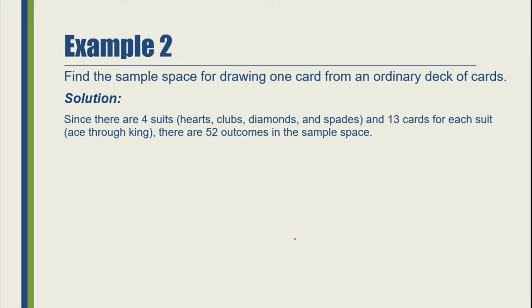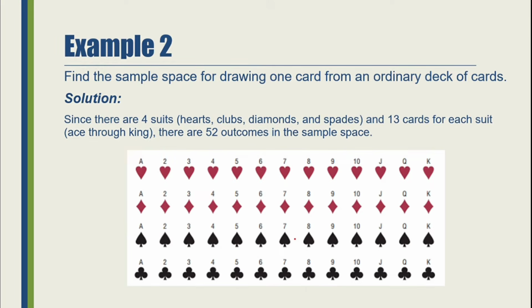So there are 52 outcomes in the sample space. From ace to king, we have 13 cards. Every suit has 13 cards. From heart, there are 13, ace to king. From diamond, ace to king, 13. And for spade, ace to king. And for the club or flower, ace to king. So there are 52 outcomes in the sample space, 13 and 13, 13 and 13. So this is an example of a sample space.